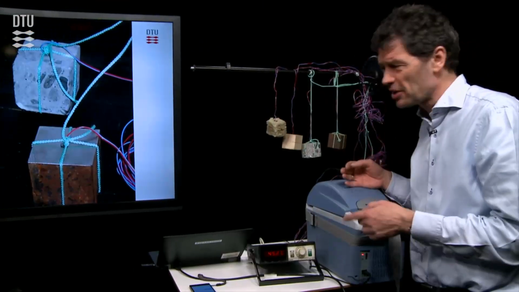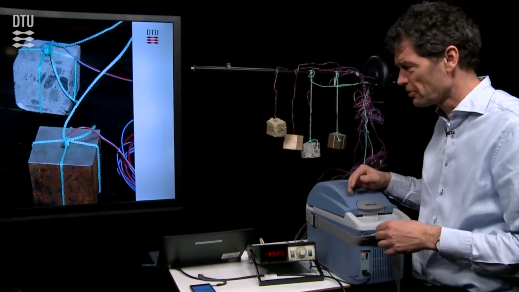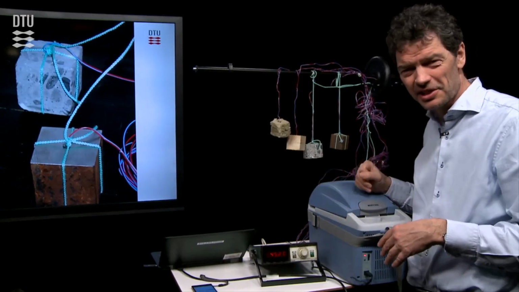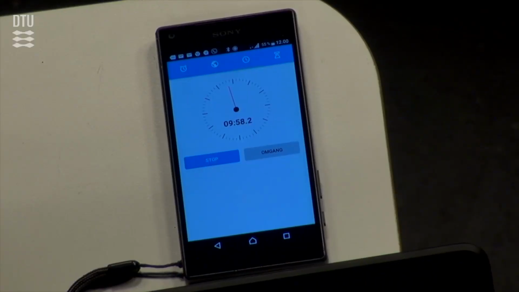Yeah, that was a bit of a rush to hang up all these samples in a short while when we started this experiment, but it's also an experiment that takes a while. So now we have hung them up more nicely, and some more time has passed. We are now at 10 minutes.